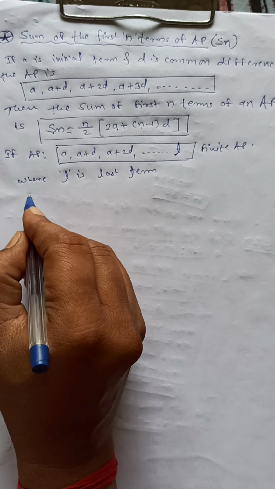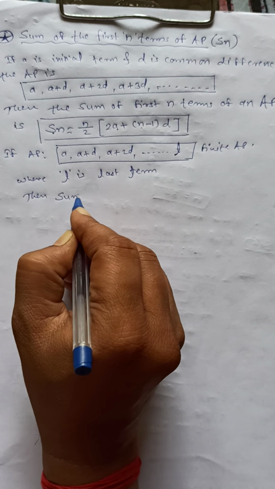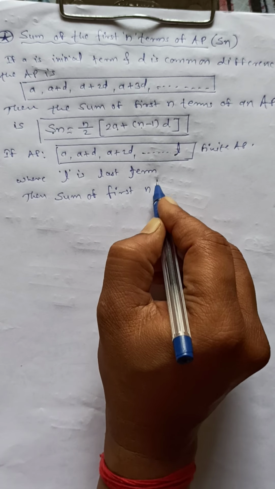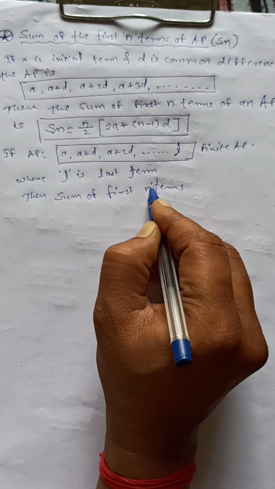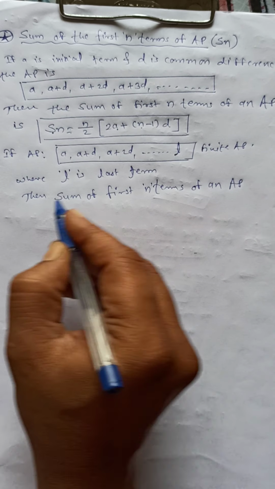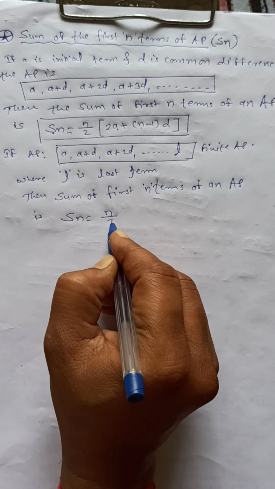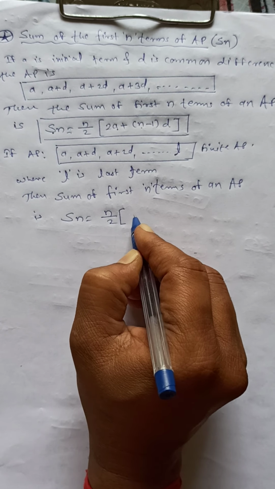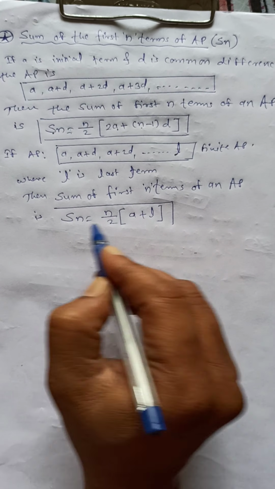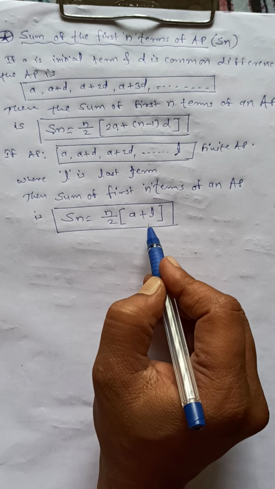Then the sum of the first n terms of an AP is Sn is equal to n by 2 in bracket A plus L. Very simple. Sn is equal to n by 2 in bracket A plus L.